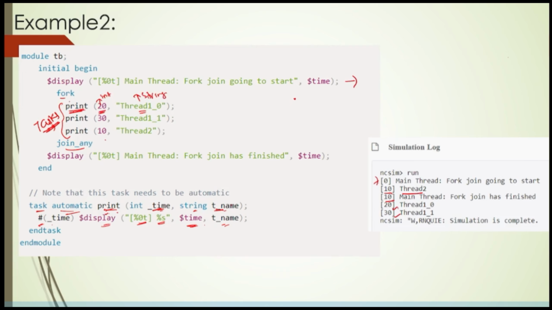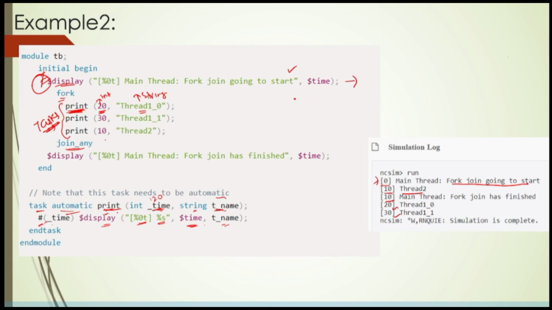Before going into fork join any, I have written a display function. What is the display function? Fork join going to start. This is displayed at 0 time units, since I didn't give any time delay. Clear? Yes. Now after entering into fork join any, it will be calling the print task. The simulator will go to the print and place 20, then the thread name, and it will be printing.